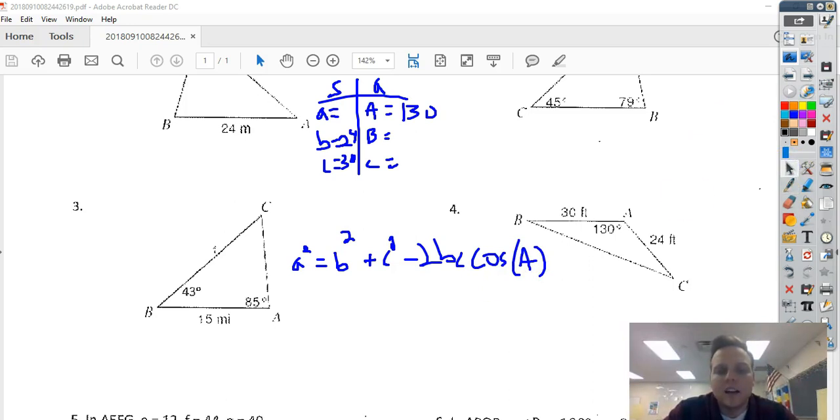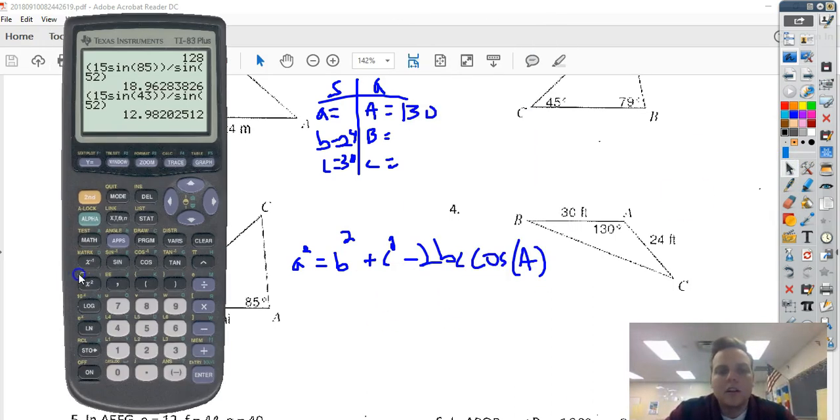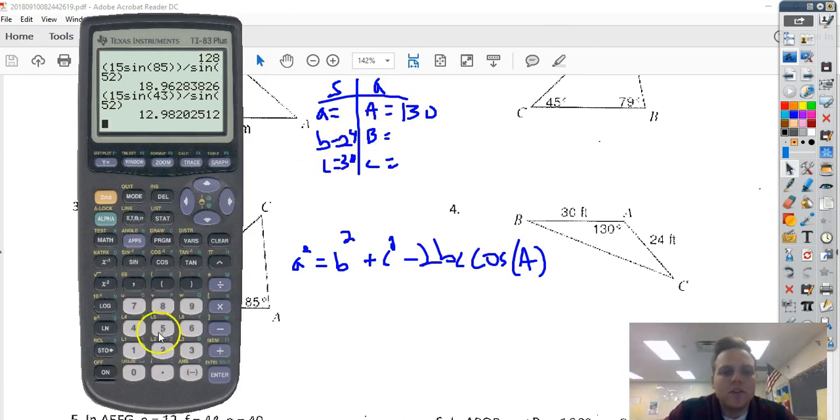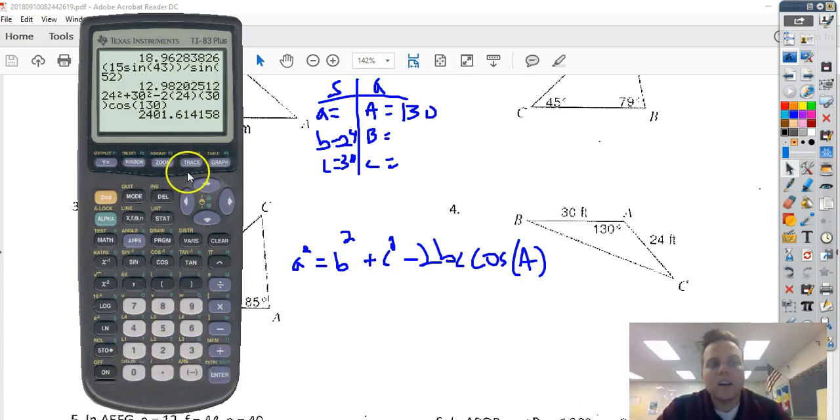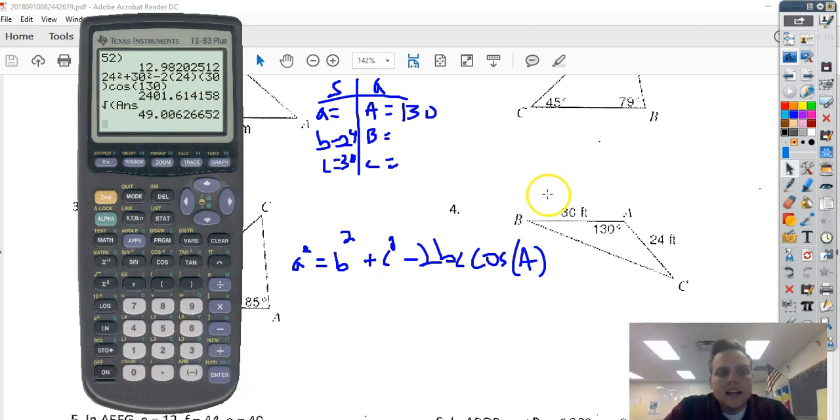I'm not even going to write it all out because it's kind of hard for me to write with my cursor. So b is 24, so I'm going to say 24 squared plus 30 squared minus 2 times 24 times 30 times cosine of 130. That is what a squared equals, so I need to square root that number to finish getting a. And I get 49. So little a is 49.